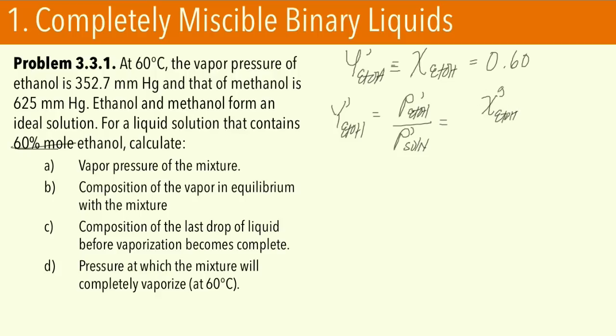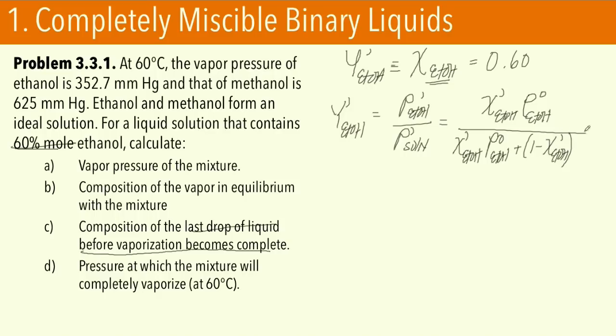Mole fraction prime is the composition of the last drop of liquid before vaporization becomes complete. We indicate it with a prime to differentiate it from this value over here, times the corresponding pure vapor pressure of ethanol, over the vapor pressure of the solution, that is, mole fraction of ethanol times pure vapor pressure plus 1 minus mole fraction of ethanol prime. This represents the mole fraction of methanol prime times the pure vapor pressure of methanol. Overall we know what this is, we know what this is, and this is.